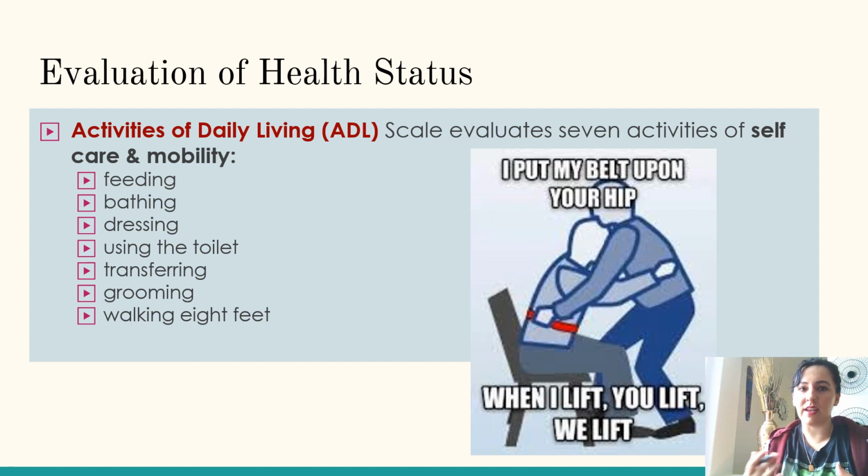This kind of test determines whether or not this person can really be by themselves and live completely independently. Some of the activities we check are whether they can feed themselves, bathe themselves, dress themselves, and use the toilet. Then transferring, which is moving from one position to another, like from your bed to your wheelchair. If you can transfer yourself, you're independent, but if you cannot, you're going to need assistance.